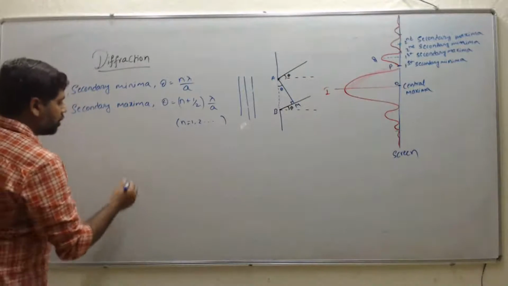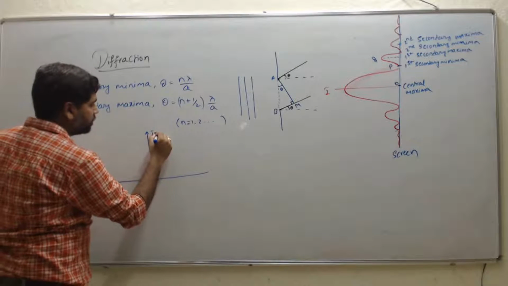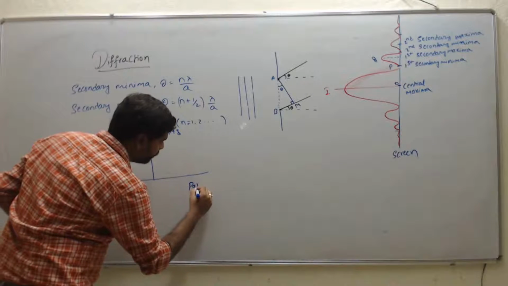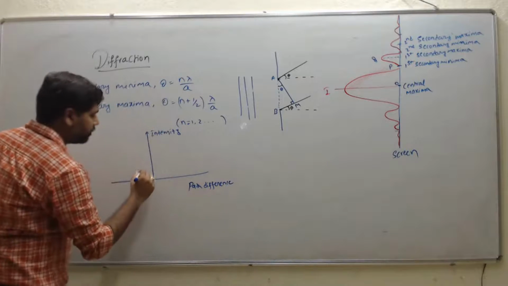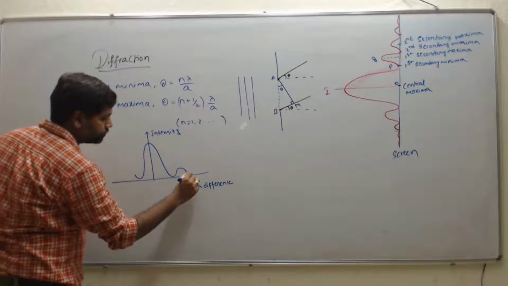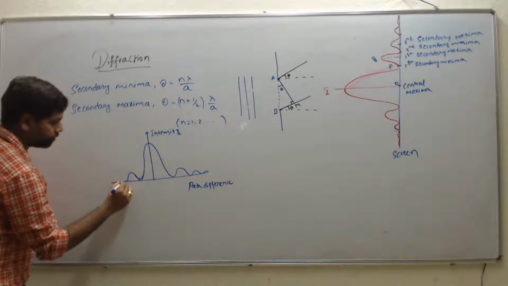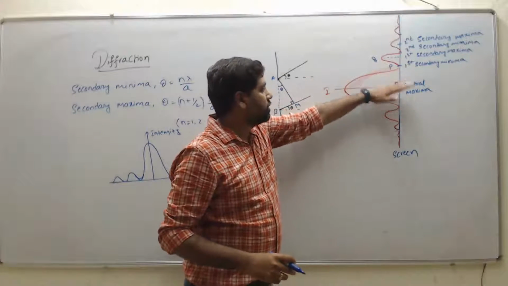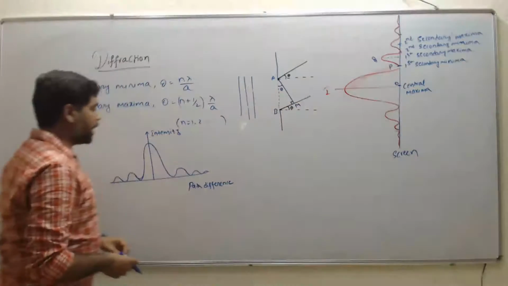So if we write along the horizontal, this one is intensity, and here it is path difference. Then if we draw the curve, it is symmetric. So if we draw above one side, then similarly we get the bottom side of the pattern, right?